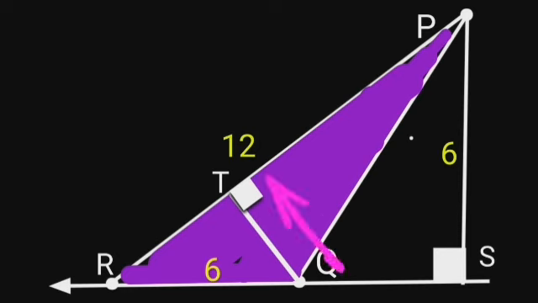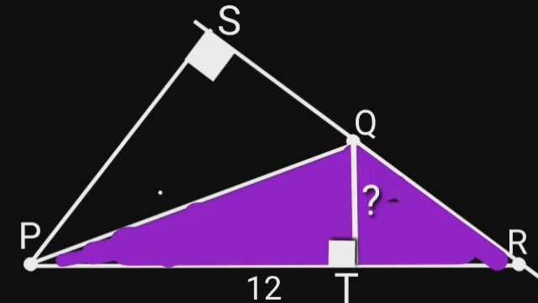From this, we highlight the triangle PRQ. If we consider the triangle PRQ, the base is RQ and the height is PS. This is the same figure, only we rotate this figure.